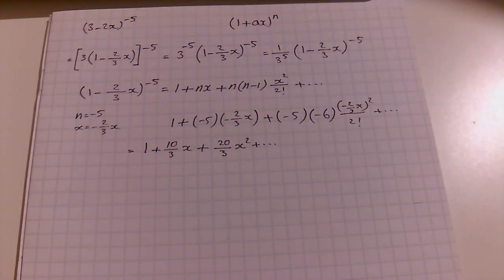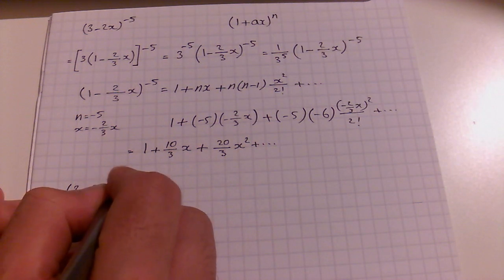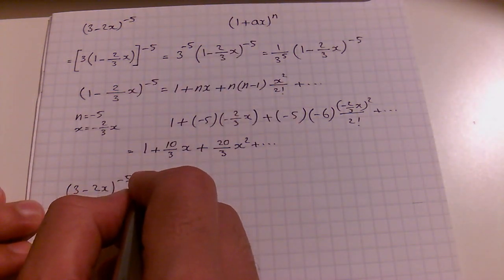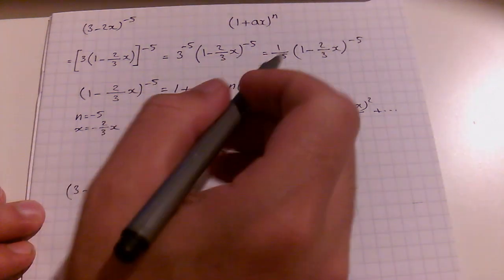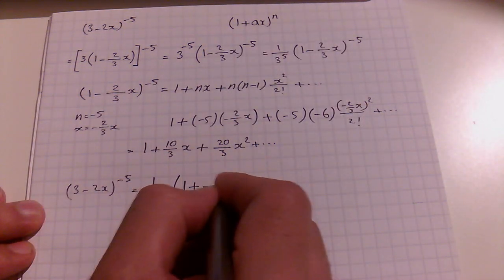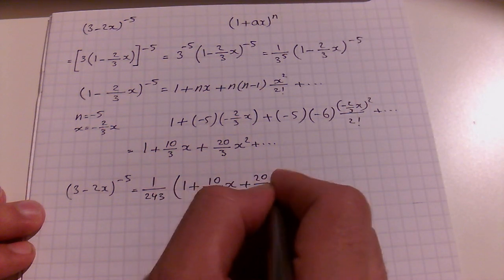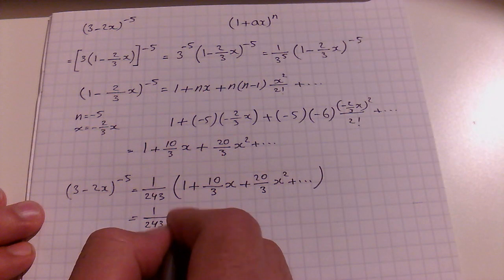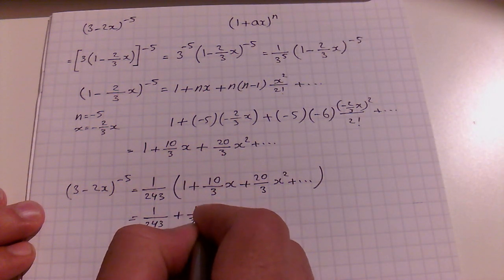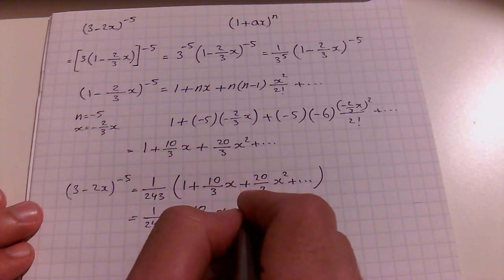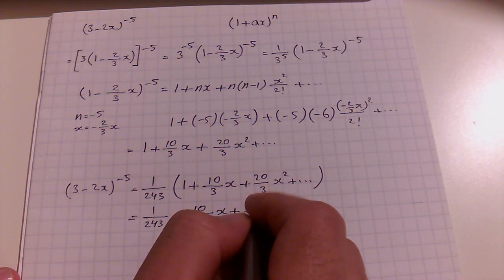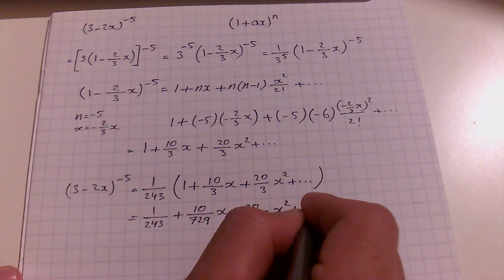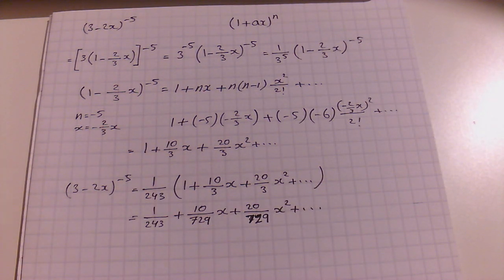Let's simplify this. 1, minus 5 times minus 2 over 3 is 10 over 3 x, and the next one simplifies to 20 over 3 x squared. Okay, however, we need to expand (3 - 2x) to the power of minus 5. We already expanded (1 - 2/3 x) to the minus 5. This is equal to 1 over 3 to the power of 5, which is 1 over 243, times (1 - 2/3 x) to the minus 5, which is 1 + 10/3 x + 20 over 3 x squared.